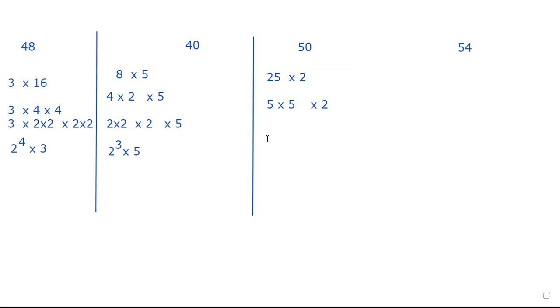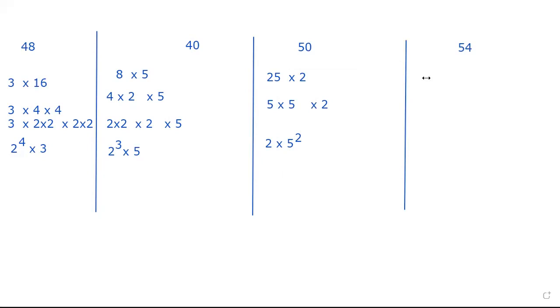Now we have all prime numbers that can no longer be broken down. So in here, I'm just going to say 2, just because I start with my smaller number. And since we have 2 5s, it's going to be 2 times 5 squared. And in this case, I'm going to have 54.